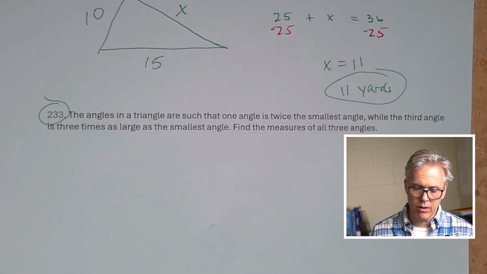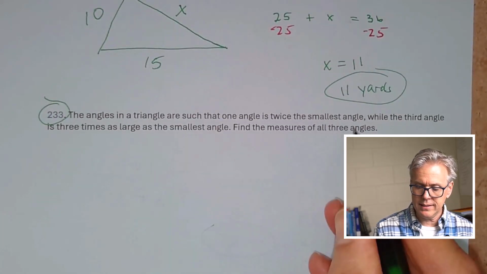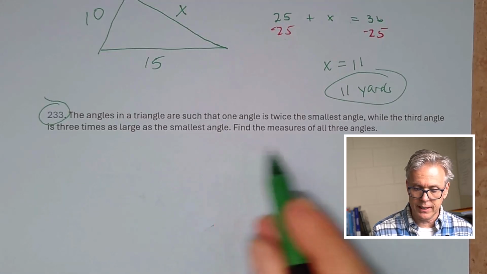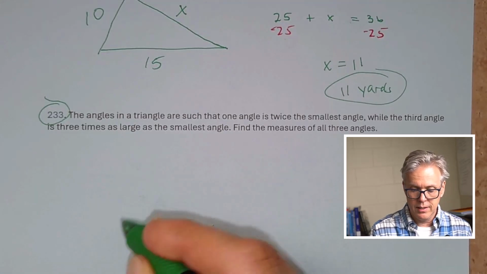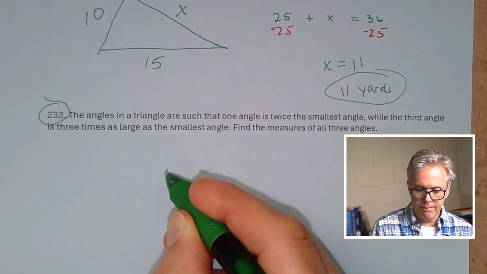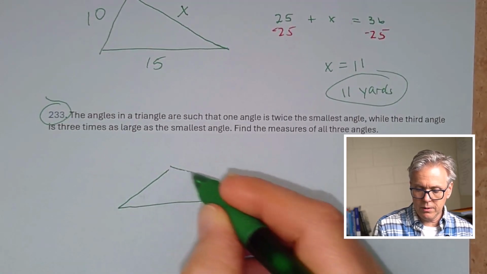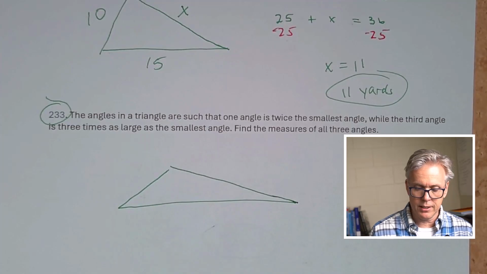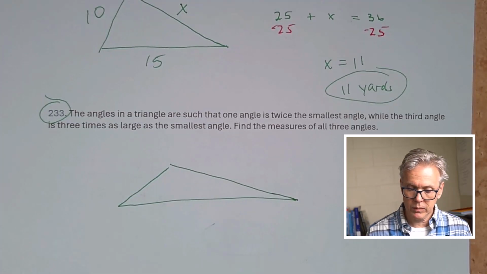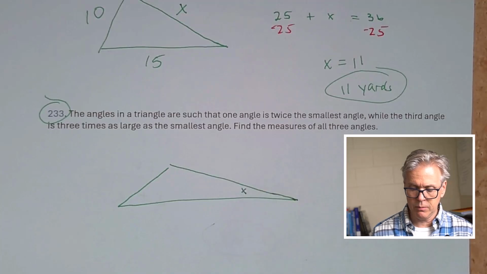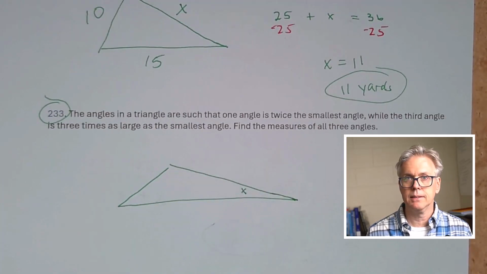The angles in a triangle are such that one angle is twice the smallest angle. The third angle is 3 times as large as the smallest angle. Find the measures of all 3 angles. Okay, so again, don't stress about drawing your triangle. I'm just going to try to draw one angle fairly large and a couple of them kind of small. Okay, here's my smallest angle that I've done. We'll call that, it's unknown, it's X. You can call it anything.